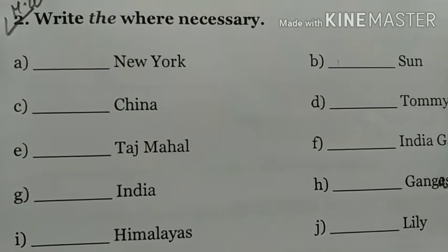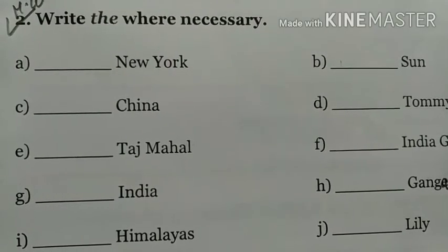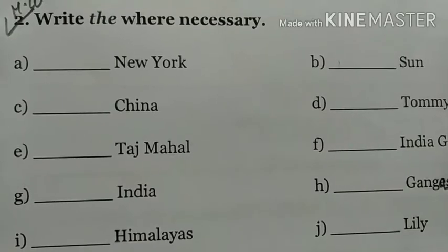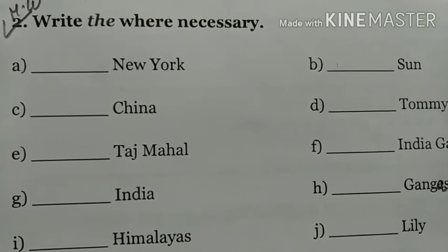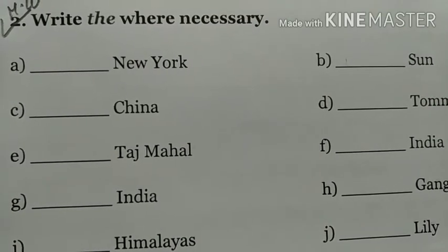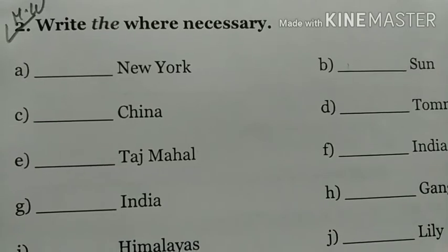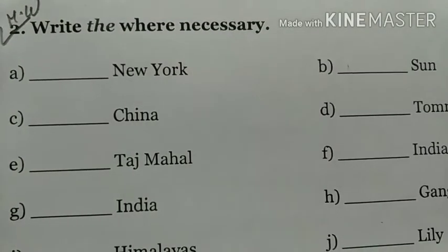Now I hope that you know where we write the. We use the word the before nouns to refer to a particular person, place or thing, or we can say the word the is used before a noun which refers to only one thing of its kind.